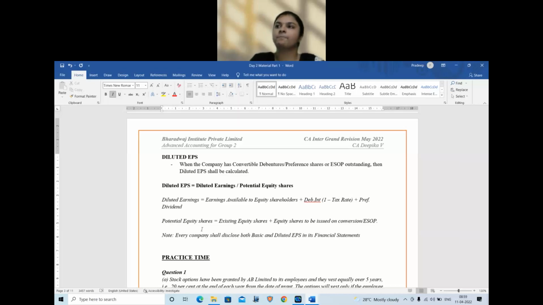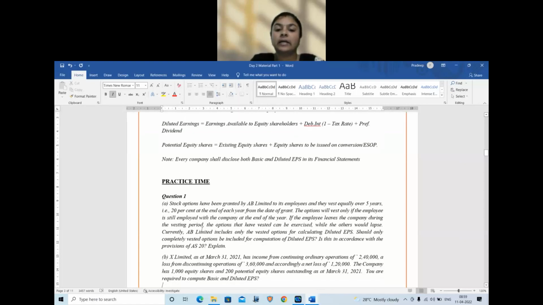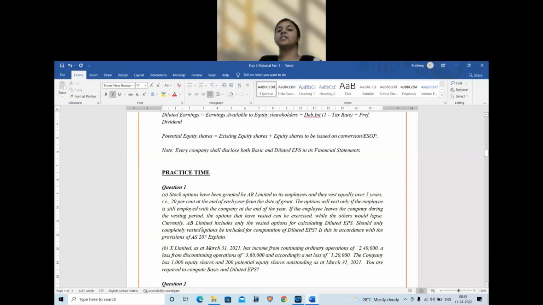Shall we start with the question? So we first start with a theory question that has been asked from your May 2022 RTP. So let's first answer that. Question number 1A. Stock options have been granted. So employee stock options have been granted by AB Limited to its employees and they vest equally over 5 years. That is 20% at the end of each year from the date of grant. The options will vest only if the employee is employed with the company at the end of the year. So which means the stock options will be eligible only if the employee is employed in the organization.